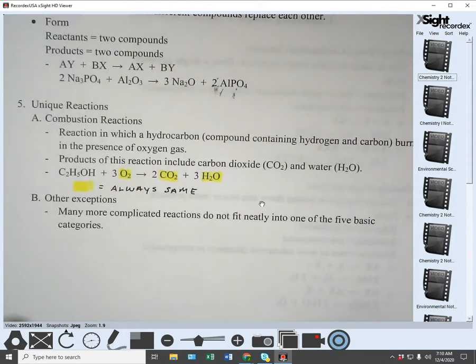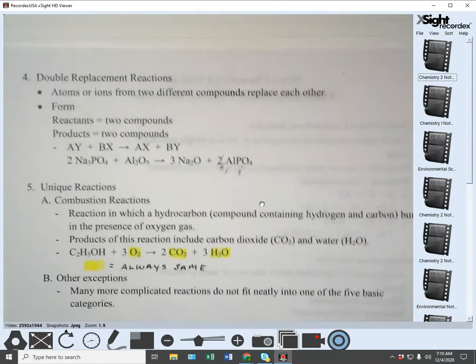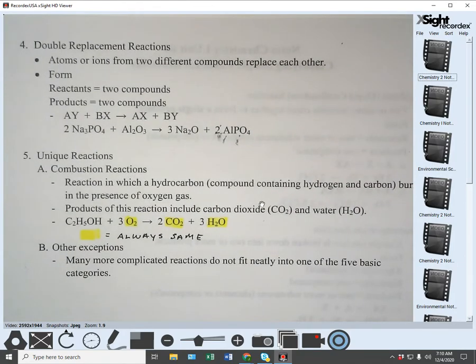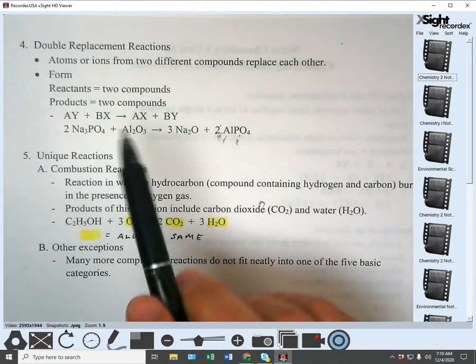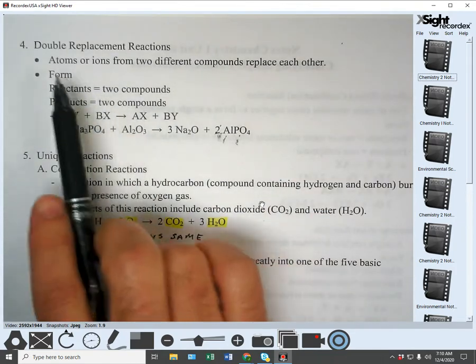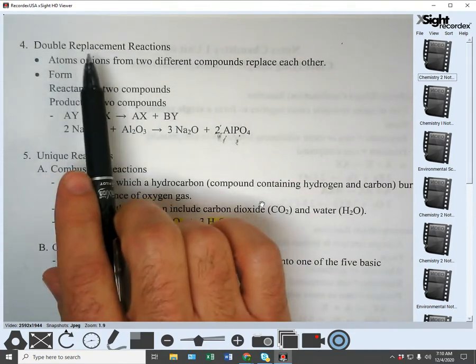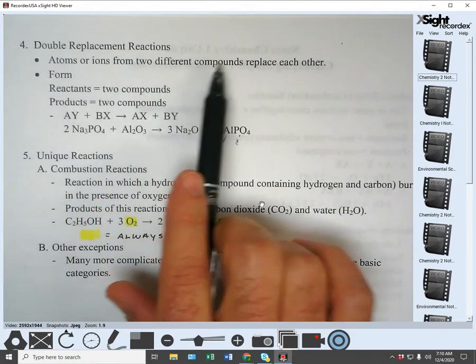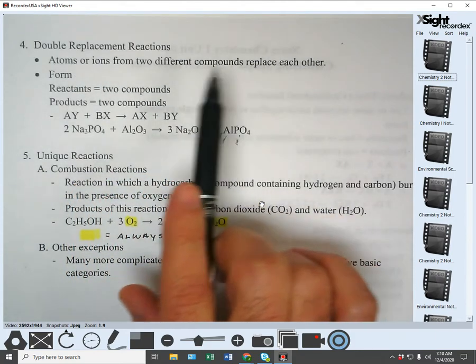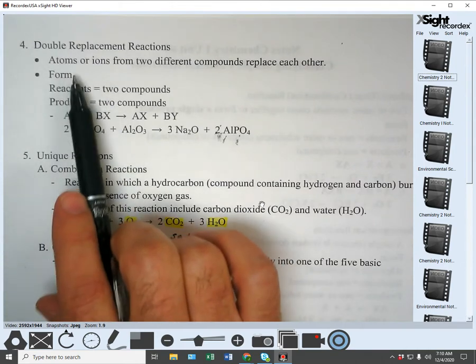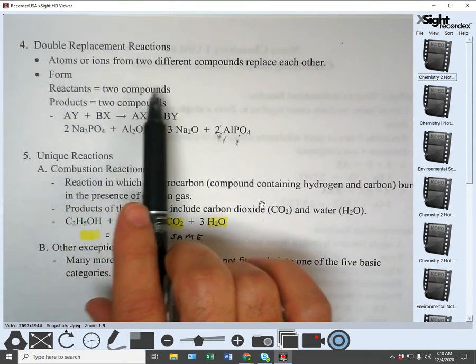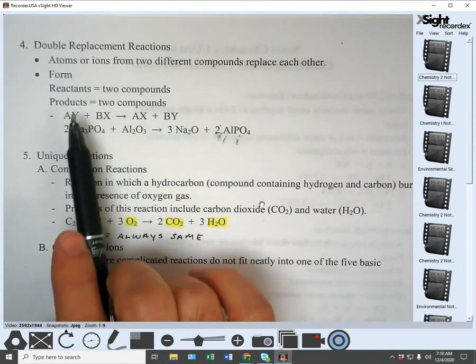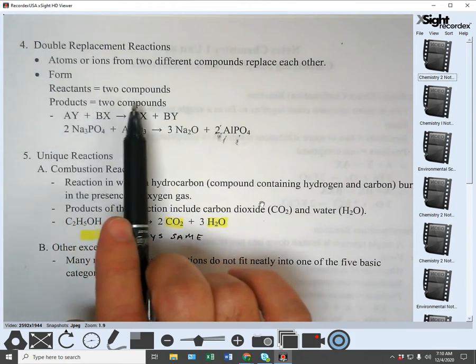The next type, 4, are double replacement reactions. In a double replacement, it's similar, but not the same as a single replacement. In a double replacement, atoms or ions from two different compounds replace each other. So what is the equation going to look like? Well, on the reactant side, there will be two compounds. On the product side, there will be two compounds.